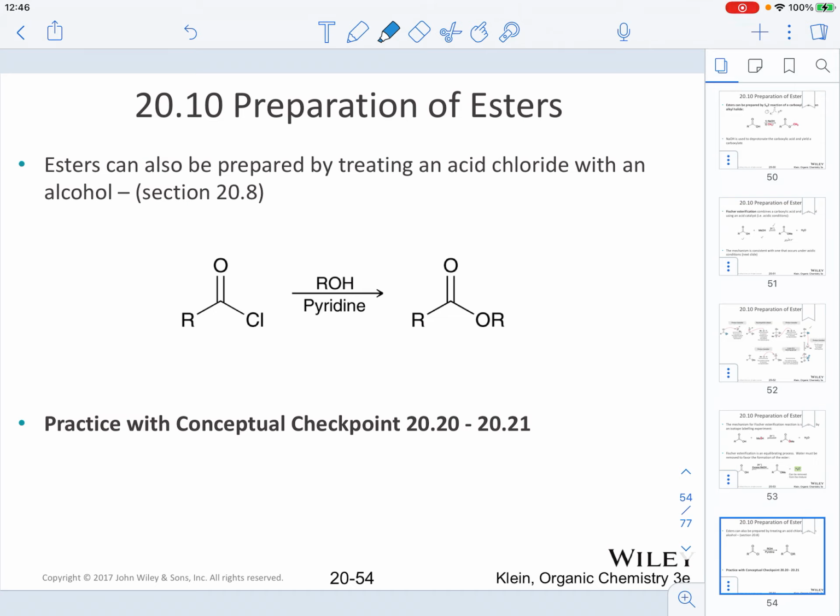Esters can also be prepared by treating acid chlorides with an alcohol, as we saw previously. And understand that in this process, we require the addition of pyridine, just because there's HCl formed in the reaction. So this reaction specifically, we saw previously in this chapter.